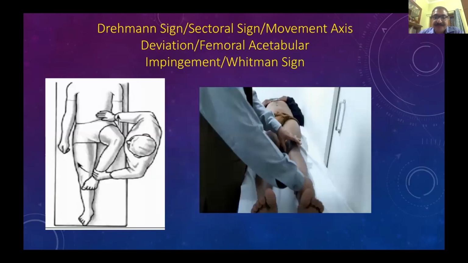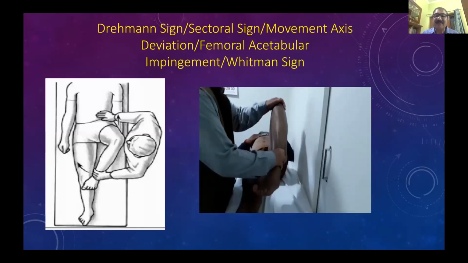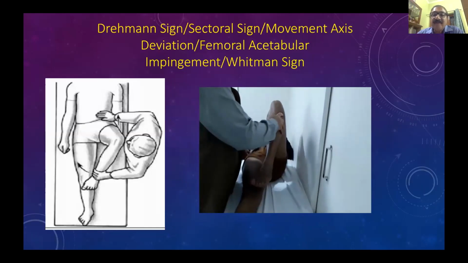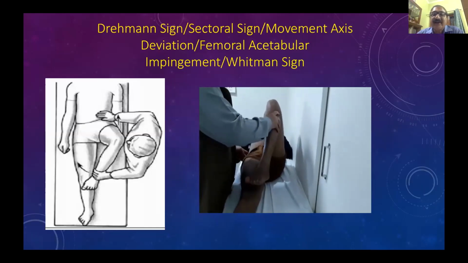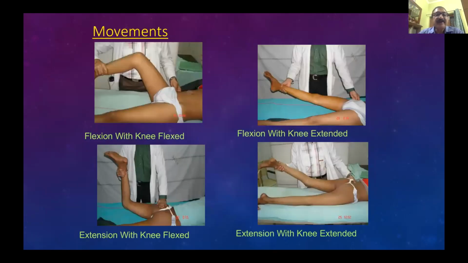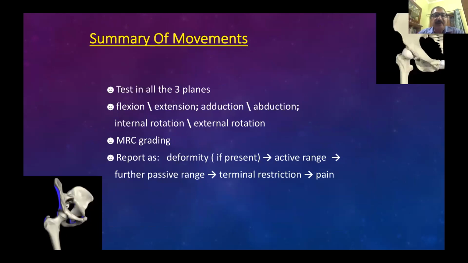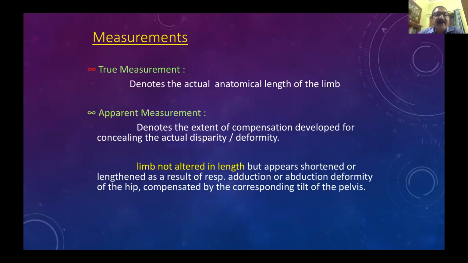Let us see. Further flexion is possible only if the hip is taken into external rotation. Fine. These are all the movements you are supposed to see. This is a summary of the movements. Now we come to measurements.